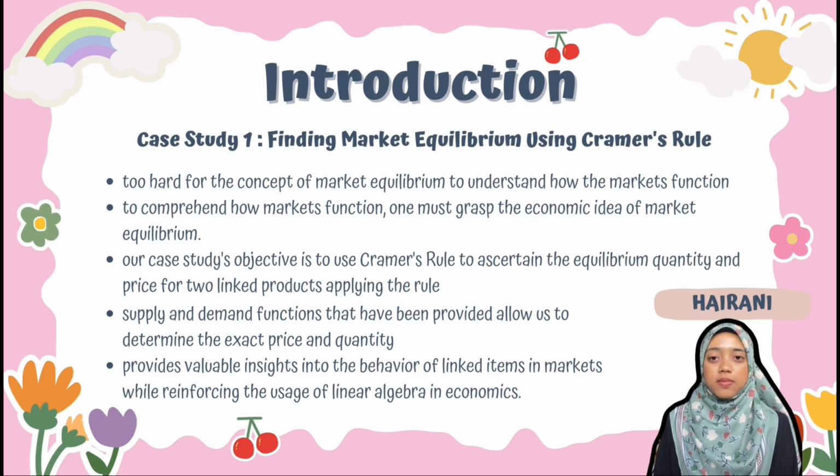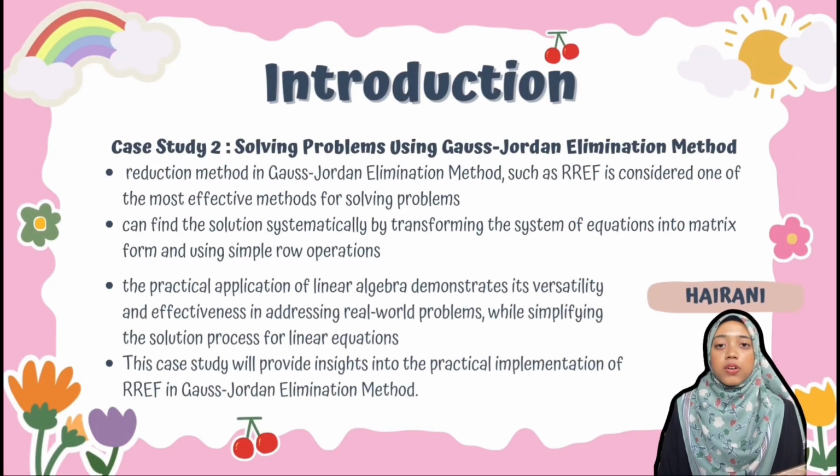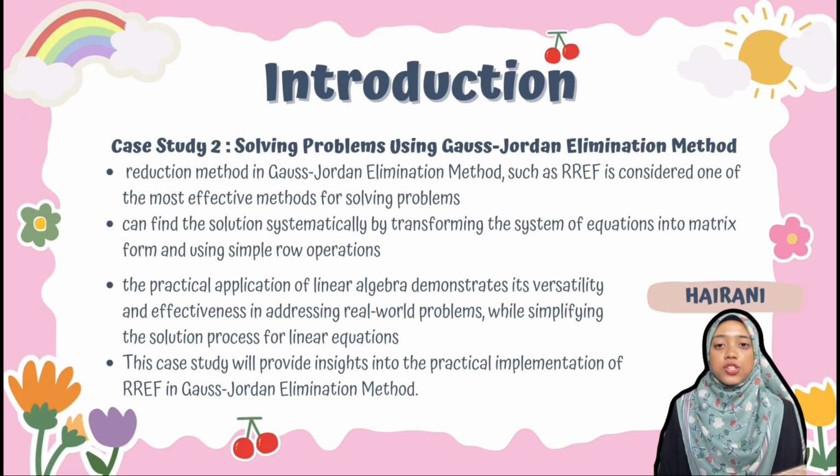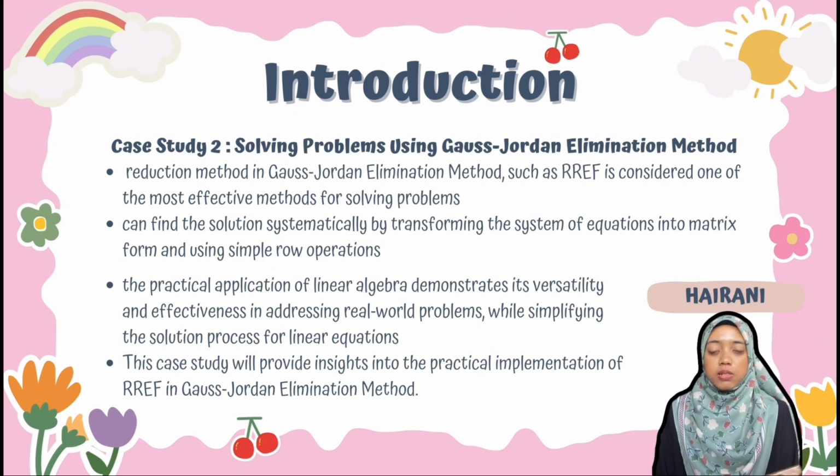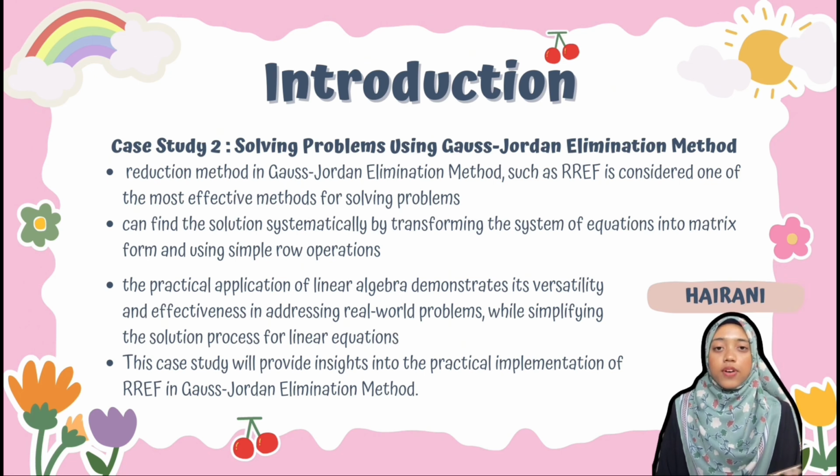in economics. Next, I will talk about the introduction to solving problems using the Gauss-Jordan elimination method. Solving complex problems requires the use of dependable techniques from linear algebra to solve systems of linear equations. The reduced row echelon form (RREF) in the Gauss-Jordan elimination method is considered one of the most effective methods for solving these types of problems. In this case study, the use of RREF techniques to address the reward issue in a variety of settings, including ticket, food, and transportation costs, is described.